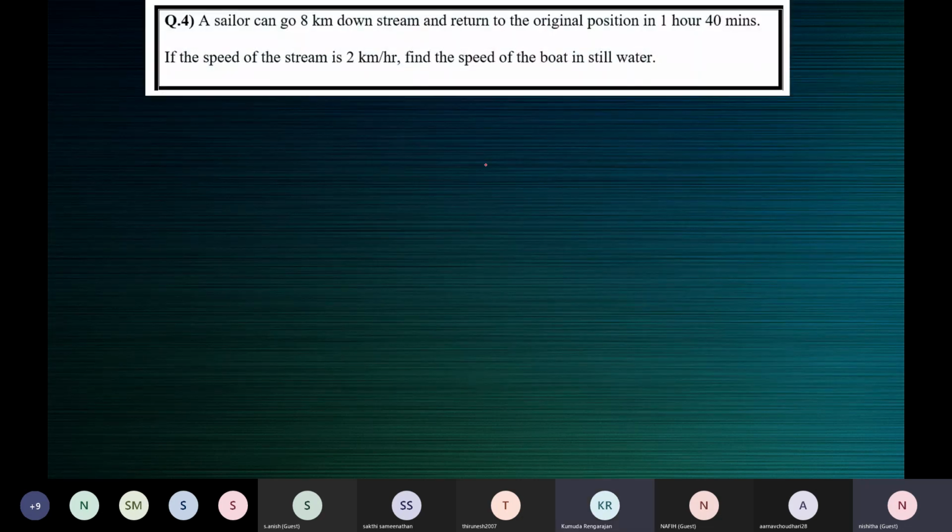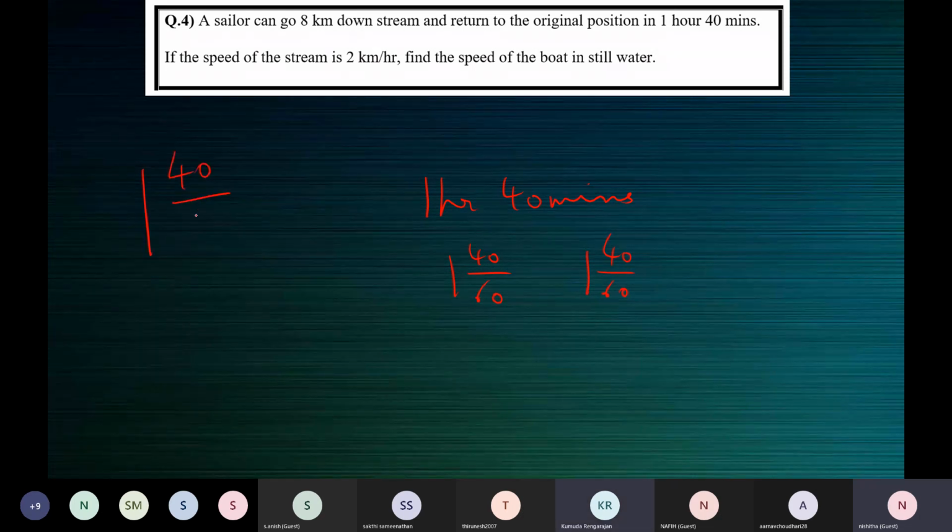There's another way of converting, children. So 1 hour 40 minutes, you can also convert like this. It's a shortcut, that's all. I explained how it is 5 by 3. You can say 1 hour 40 minutes is 1 and 40 by 60 hours. So it gets cancelled. 2s are 3s are, so 1 2 by 3 or 5 by 3.